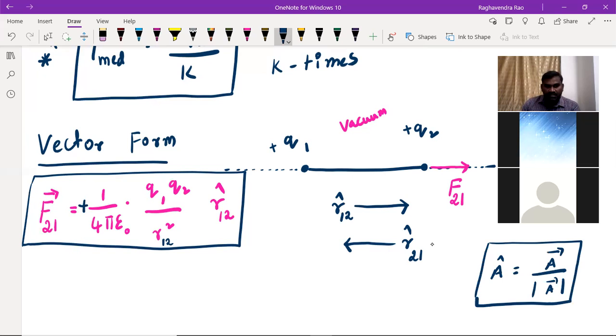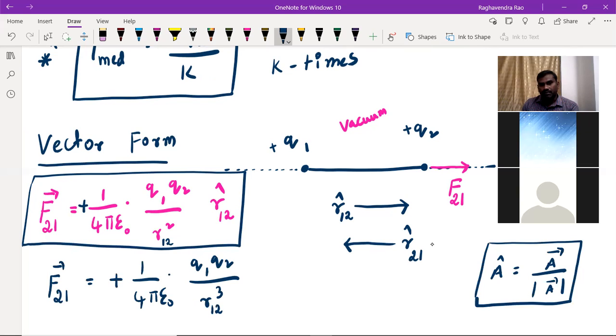Now we can represent F21 bar as equal to plus, which represents repulsive force, so plus 1 by 4 pi epsilon naught, Q1 Q2 by R12 cube into R12 bar. This is the R12 cap unit vector. So the unit vector we are representing as the vector by its magnitude. So magnitude into magnitude, this is R, this is R square, R into R square, R cube.